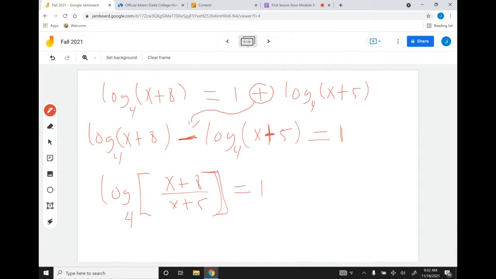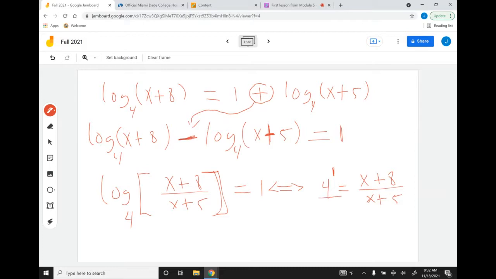Okay, so now we're going to change it back to exponential form. So the base is 4, the exponent is 1, equals the argument. Now this argument is a little bit messy, but it's okay. So now we're dealing with a simple rational equation. No more logs, it's gone. That's the advantage of switching back and forth when needed.